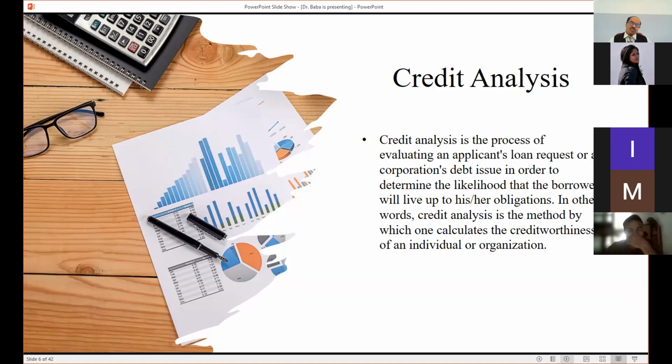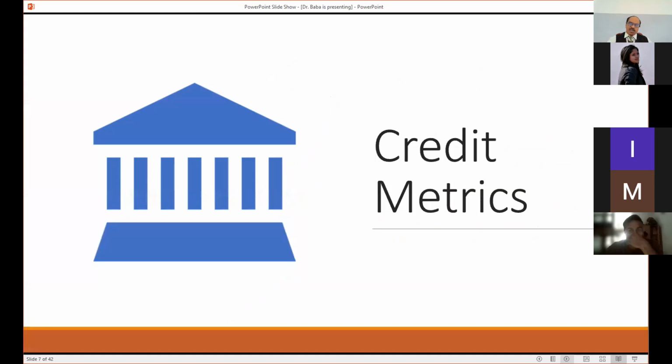Same thing in case of credit analysis, we will see the applicant's loan request. The applicant may submit his balance sheet, if he is doing business. If he is a customer, he will not submit any balance sheet; we have to see his income level. But his balance sheet will speak about the creditworthiness. Once you see their balance sheet, you will give the loan. That is a very old story.